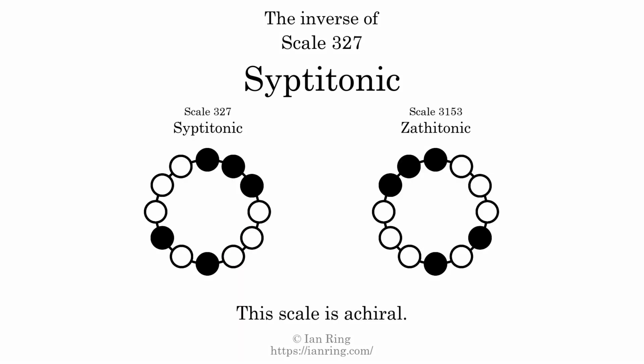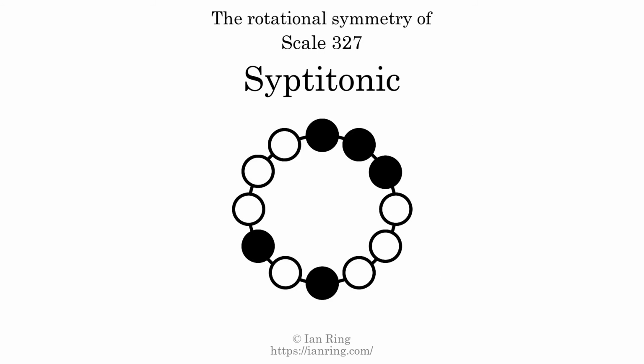The inverse of a scale is a mirror image. It is what you get when the sequence of intervals is reversed. The inverse of this scale is scale 3153, also known as Septitonic. This scale is achiral, since it can transform into its own reflection by a rotational transformation. This scale has no rotational symmetry.